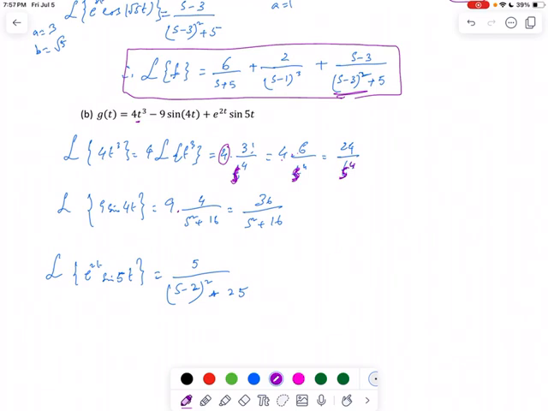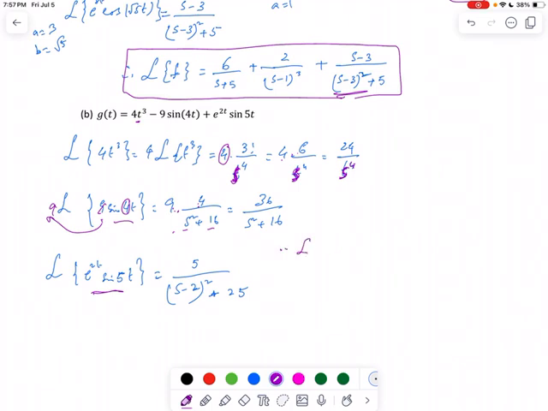And 9 sine 4t. So 9 can be pulled out, and you are going to look at the Laplace transform of sine 4t, which is b over s square plus b square. So what is your b? The b is 4. So I have b over s square plus b square, but there is a 9 in front, so multiply it with the 4 and you get 36 over s square plus 16.